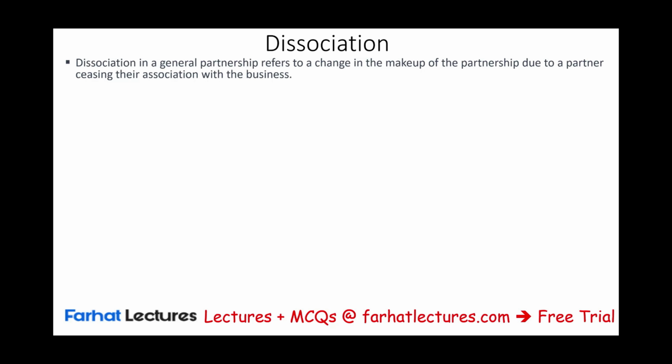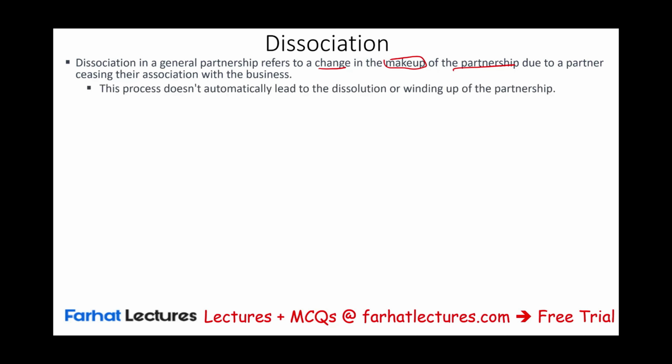Let's talk about dissociation in a partnership. Dissociation in a general partnership refers to a change in the makeup of the partnership due to a partner ceasing their association, stopping their association with the business. Now, just because one partner ceases, it doesn't mean this automatically leads to the dissolution. Dissolution means the termination or winding up of the partnership. Dissociation and dissolution are two different things. We're going to see what dissolution is shortly.